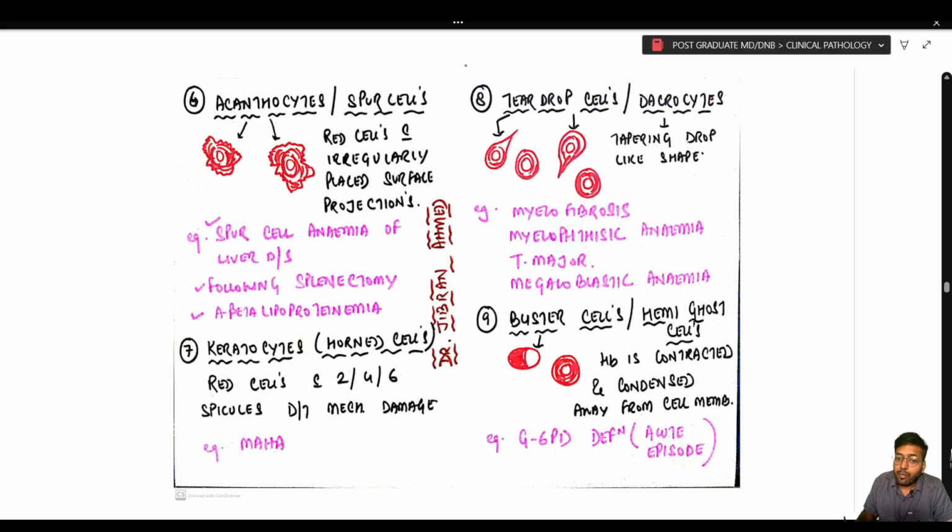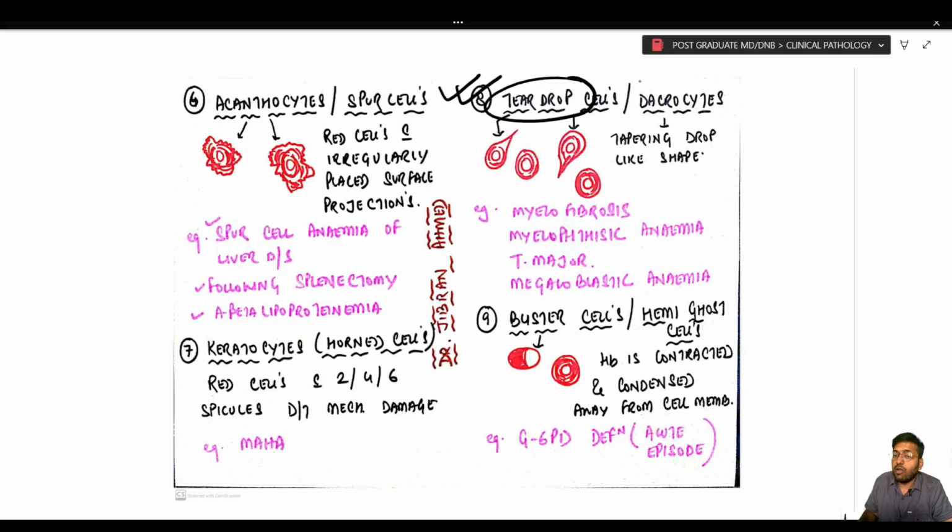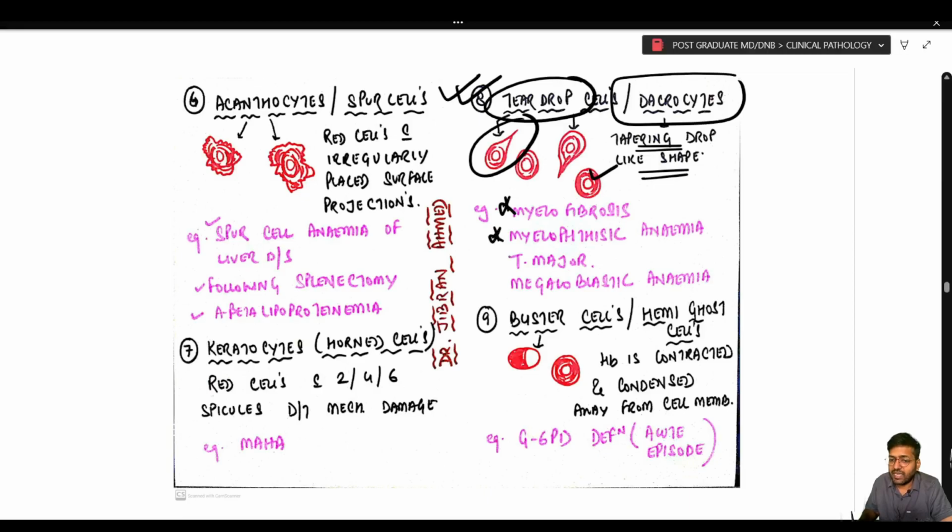Then, one very important cell that you very commonly encounter is the teardrop cell. What are they called? They are called dacrocytes. Do not confuse drepanocytes and dacrocytes. They are different. Drepanocytes are the sickle cells, dacrocytes are the teardrop cells. These dacrocytes are those RBCs which have a tapering, drop-like shape. You can see over here, pear shaped. These are the normal RBCs. They are classically seen in conditions of myelofibrosis, myelophthisic anemia, thalassemia major or megaloblastic anemia.